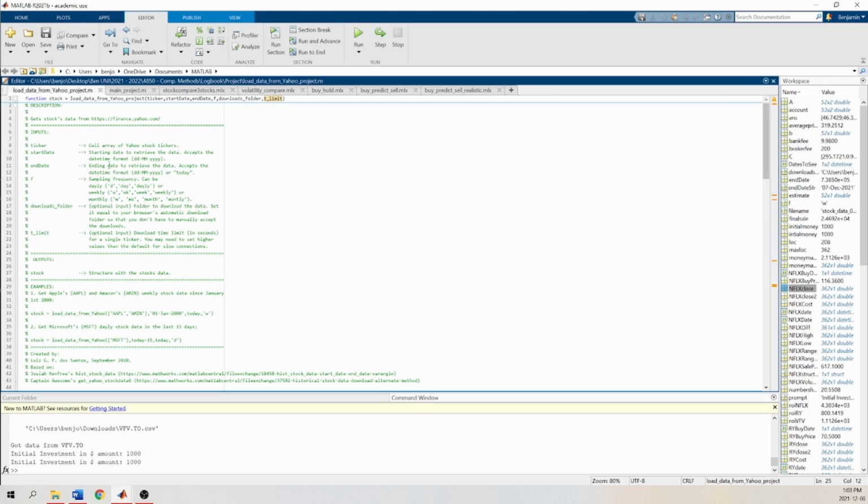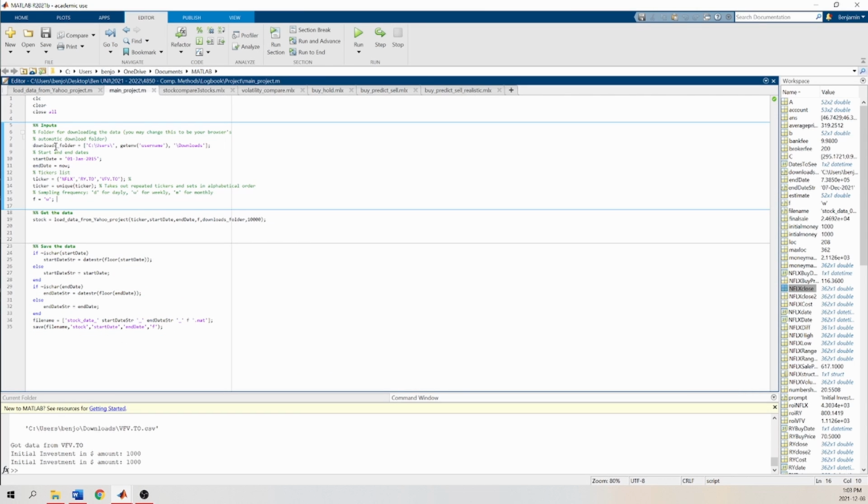So getting a little bit into the Matlab of this project. So basically I used the load data from Yahoo project file, which was used throughout the content of the course this year in correlation with the main file. So the main file I set to start taking the data from January 1st, 2015 up until the current date. And so the three tickers that I used for the stocks to get the data from was Netflix, the Royal Bank of Canada, and also the Canadian S&P 500 or VFV.to. And so the frequency by which I got this data was every week.